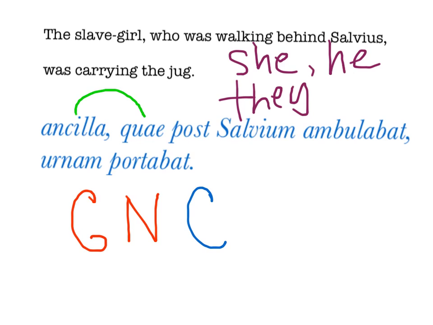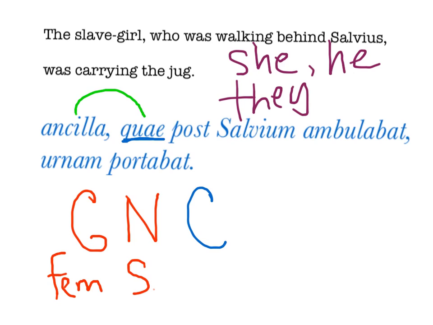Okay, let's look at ancilla. Ancilla, the gender, that's going to be slave girl, so we have feminine here. And again, slave girl, that's going to be singular. We only have one, so that's going to be singular. Now, case is a little bit trickier.